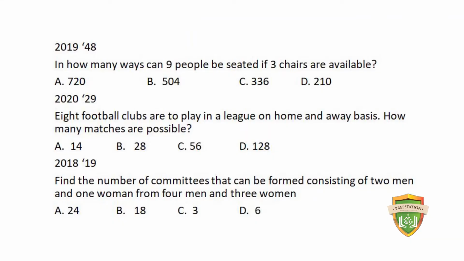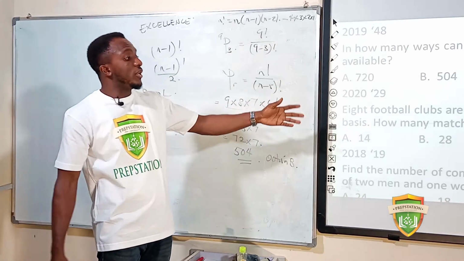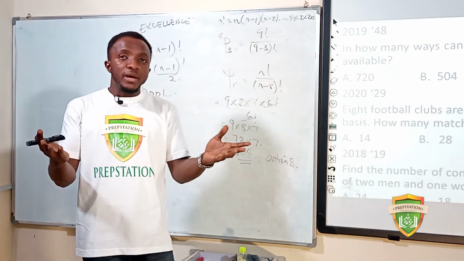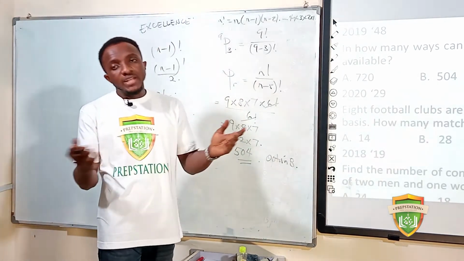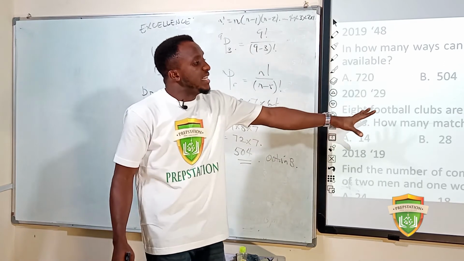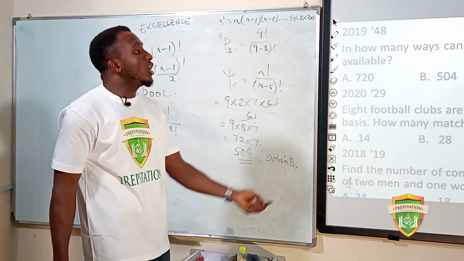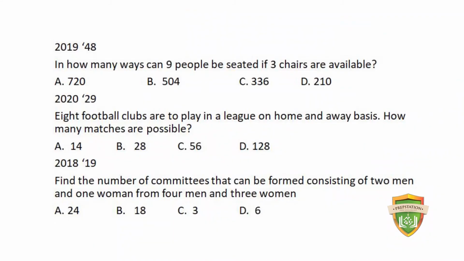2020, question number 29. 8 football clubs are to play in a league on home and away basis. Of course, you need to understand this question if you watch football a lot. Probably you want to know how many matches you're going to watch in the season in Premiership or Serie A, where you have 20 clubs playing home and away. But here, the league comprises of just 8 clubs. 8 clubs are to play in a league on home and away basis. The question is, how many matches are possible?